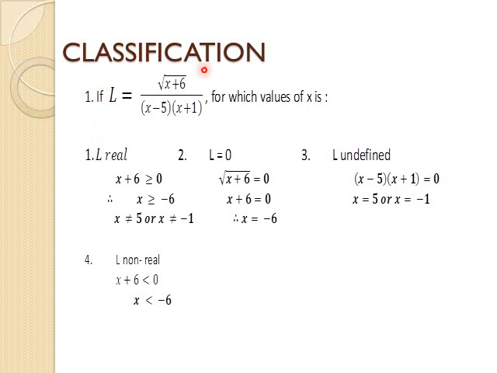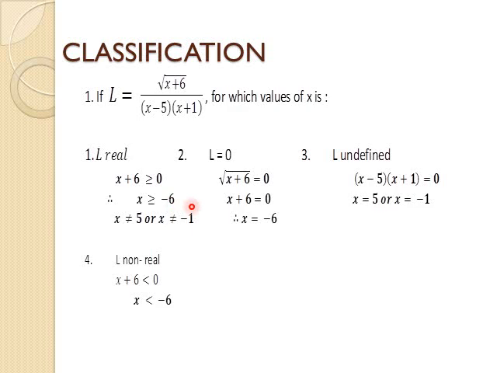Alright, one of our favorite exam questions when it comes to classification is given to you in this format. So we say if L equals square root of x plus 6 divided by x minus 5 times x plus 1, for which values of x is L real. So by now you saw if this square root is negative, then we say it's non-real. As long as everything under the square root is positive, it's considered real. So for positive items, they will always be greater or equal to 0. So when it's greater than 0 is plus 1, plus 2. So therefore positive. So x plus 6 greater or equal to 0. If I take 6 over, x greater or equal to negative 6.